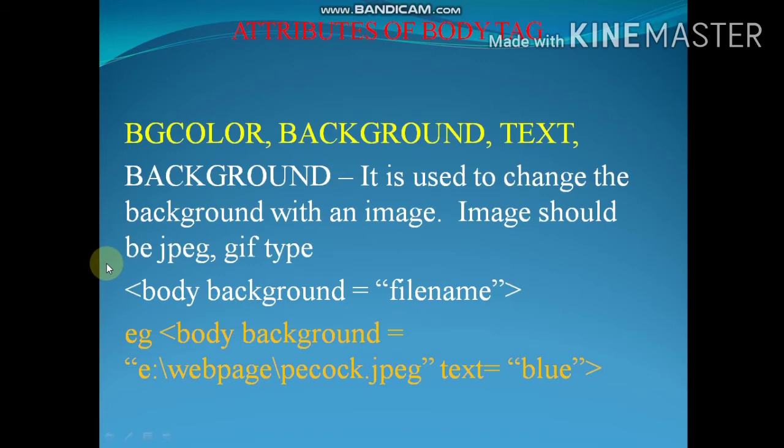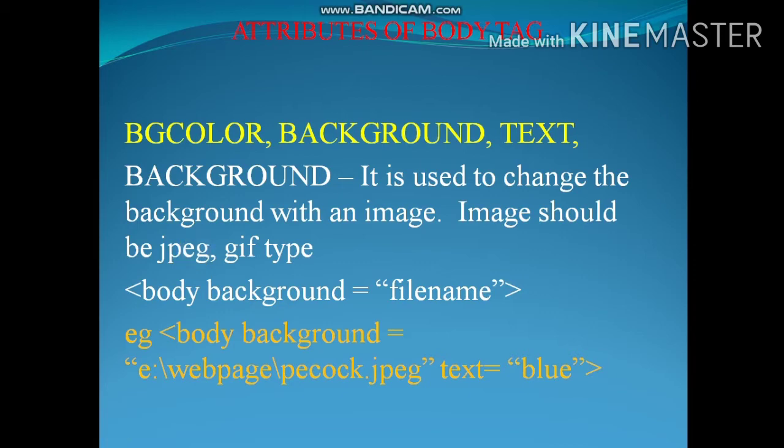Next attribute is background. Background is used to change the background with an image. The image should be a JPEG file or GIF type file. If you want to change the background with an image, that image should be stored in the folder where you save the HTML file.